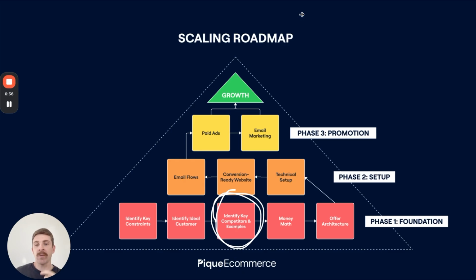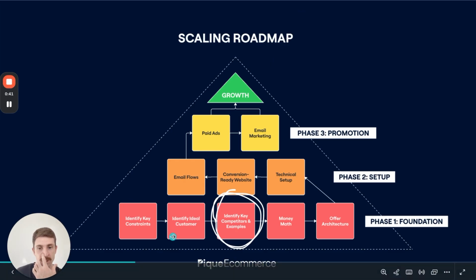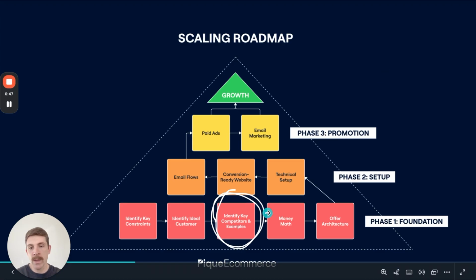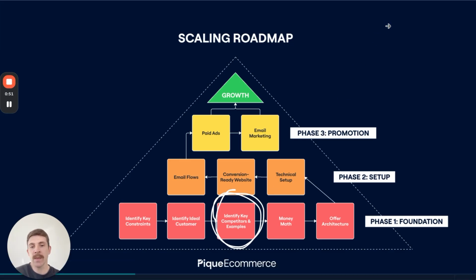If you have been following my other videos, then this is our scaling roadmap for scaling brands to 7 figures and beyond. And this is the step here. We are at identifying key competitors and examples. Now, the reason that this step is so important is because it's good to have an awareness of where you fit in the market and how other competitors are addressing the market, talking to the market, and also seeing where the opportunities lie for you to do things better than other competitors.